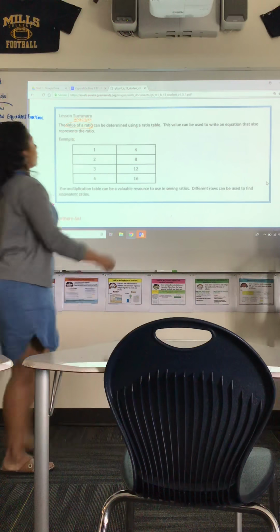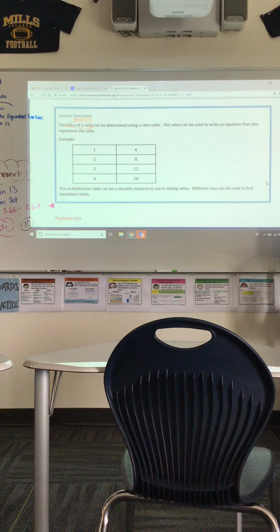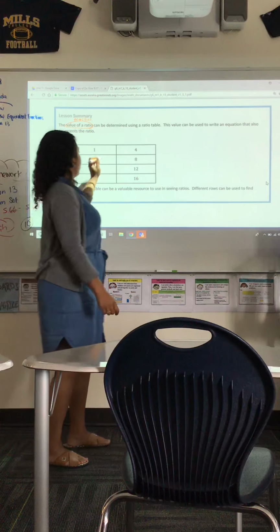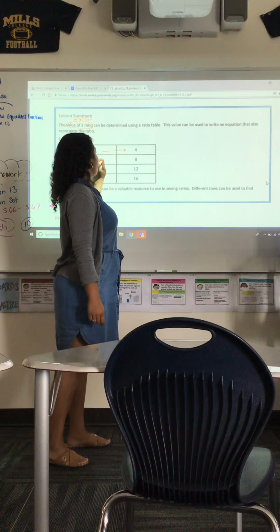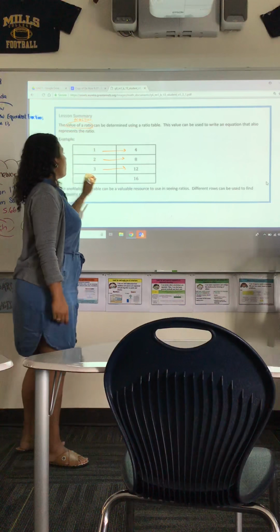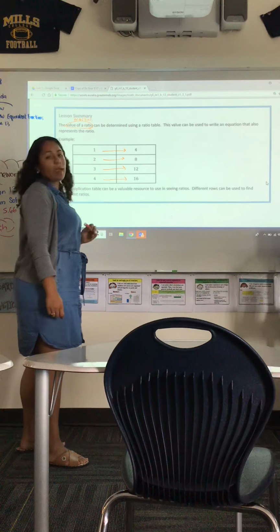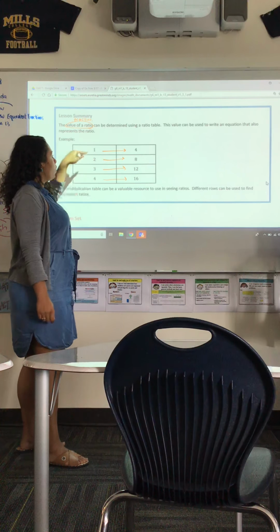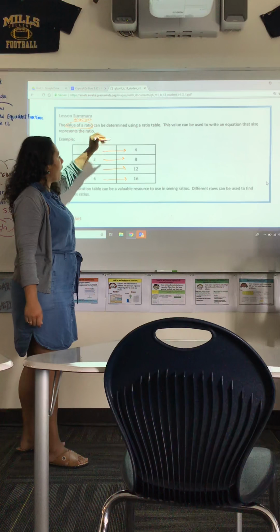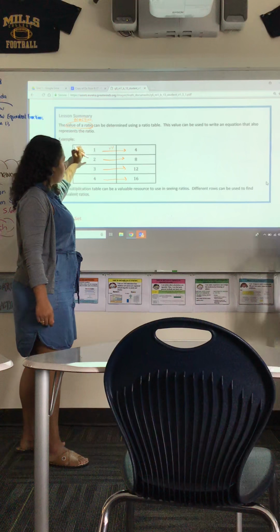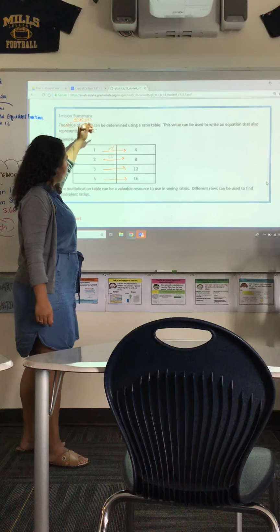So the value of a ratio can be determined using a ratio table. The value can be used to write an equation that also represents this ratio table. What that's talking about is we can look at the relationship between what's happening from this number to this number, what makes this number on the left turn into this number on the right. In this case, 1 is being multiplied by 4, and you'll see that same relationship happening here.